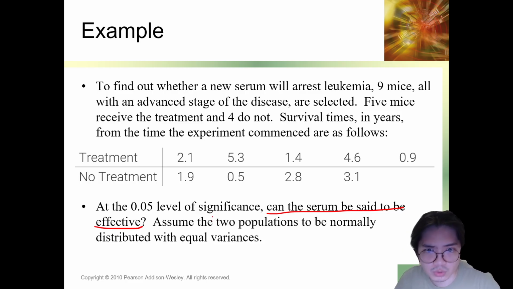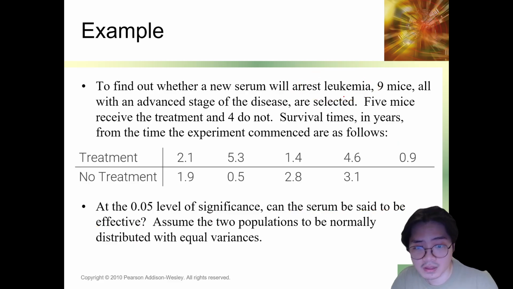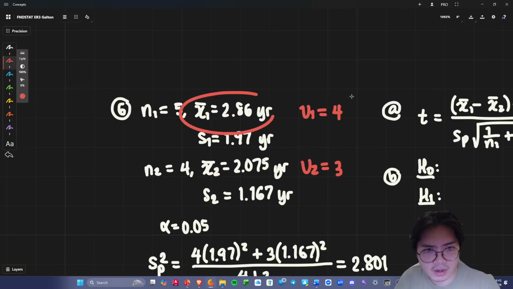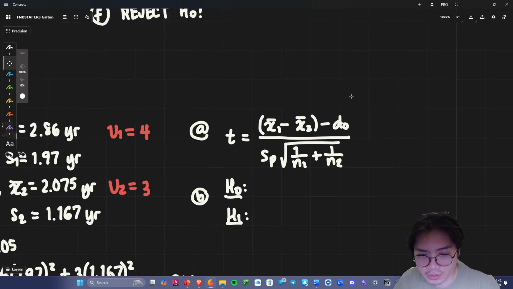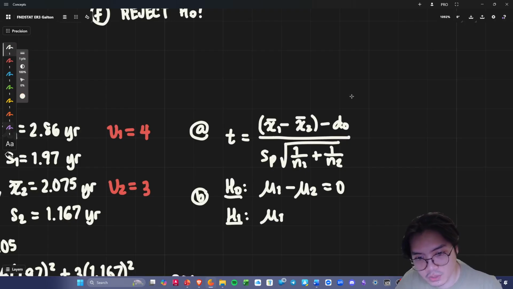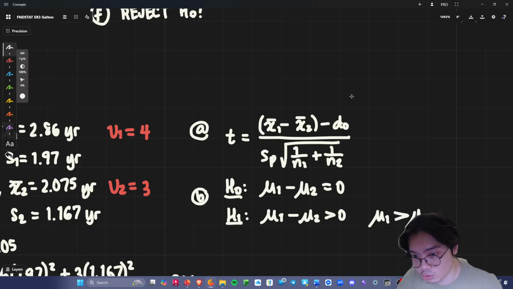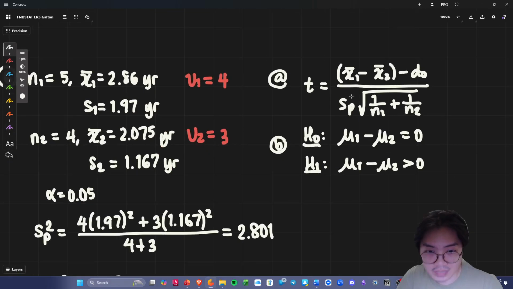What is this serum supposed to do? It will arrest leukemia and make the mice live longer. Then, if they're supposed to live longer, the average lifetime of the mice who take the treatment should be bigger than the survival rate of the mice that did not have treatment. In other words, mu1 minus mu2 is 0 for the null. In this case, mu1 minus mu2 is bigger than 0, aka mu1 is bigger than mu2. In this case, treatment is better than without treatment. That is what we want to test.